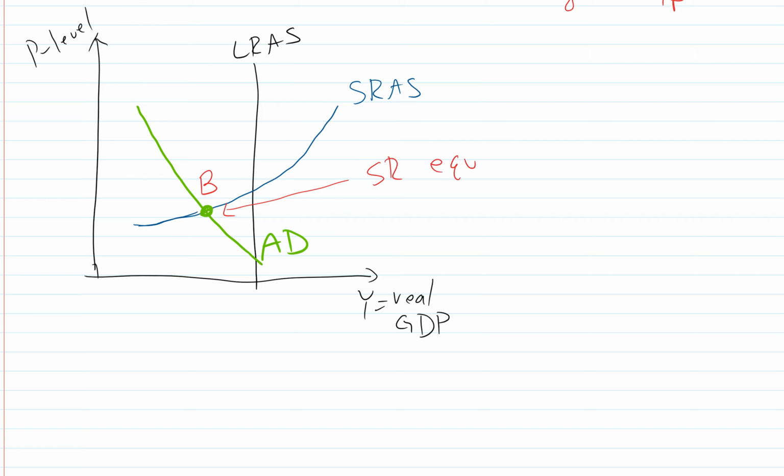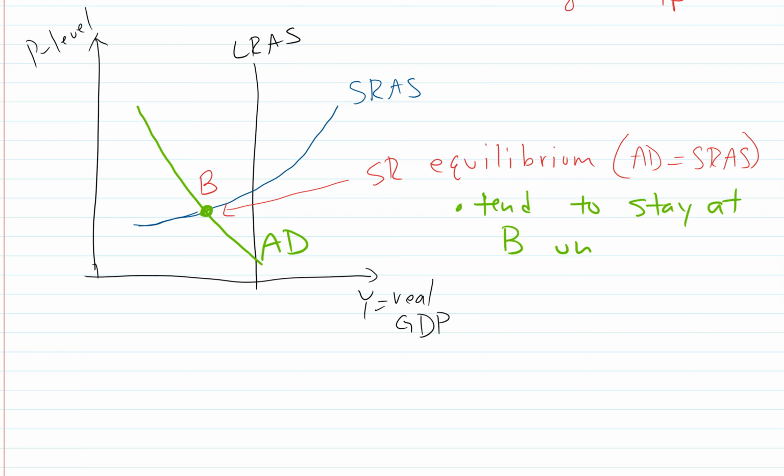So in a long-run equilibrium, all three things are equal. In the short-run equilibrium, we just have aggregate demand equal to the short-run aggregate supply. Okay, so we have an equilibrium right now. It's not changing quickly, and it will tend to stay there until these sticky things adjust. Okay, it will tend to stay at B until the wages and the costs adjust. So we can get a short-run equilibrium above or below the long-run aggregate supply curve.